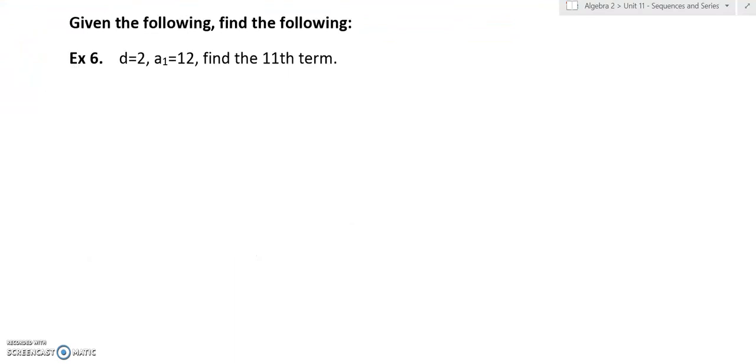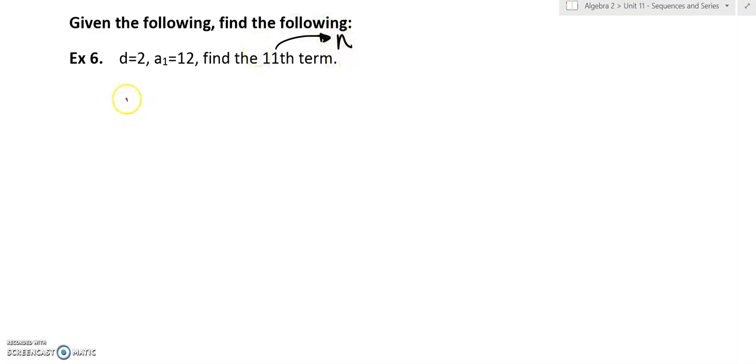Example 6. It says d is equal to 2. A sub 1 is equal to 12. It wants you to find the 11th term. That is what you're looking for. That is what you want. So that means n is equal to 11.